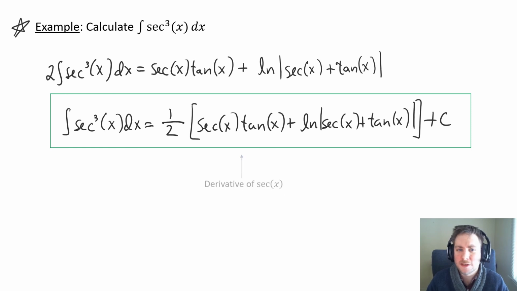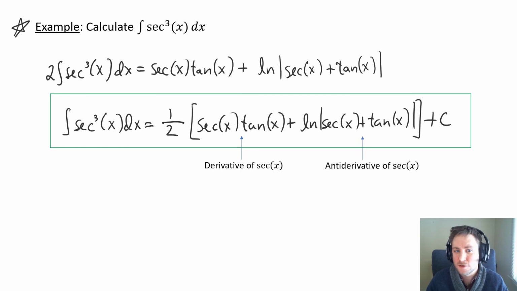You can notice this first term represents the derivative of secant, while the second term represents the antiderivative of secant. Even when you have this on a formula sheet, I do think it's still better to have it memorized since it helps save time. So hopefully you find these observations useful for helping you remember this formula.